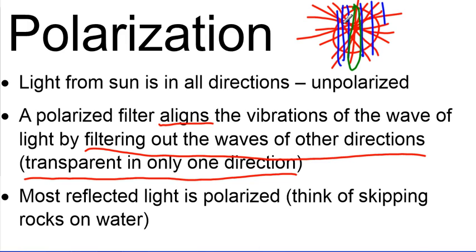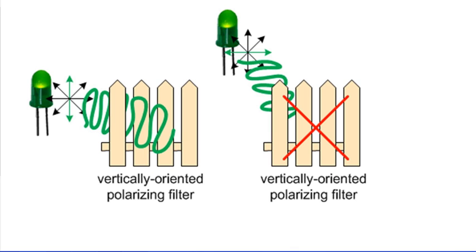Okay. Now, what's interesting here is most reflected light is polarized. You can't tell this with your eyes by themselves. You need to have a polarized filter over your eyes to be able to even tell if something is polarized. And we'll go through some examples and some demos in class. So here's another example. If you think of a polarizing filter like a picket fence, if you have light that is vertical, then it can go through the picket fence and you can see it just fine because it's transparent to the vertical light.